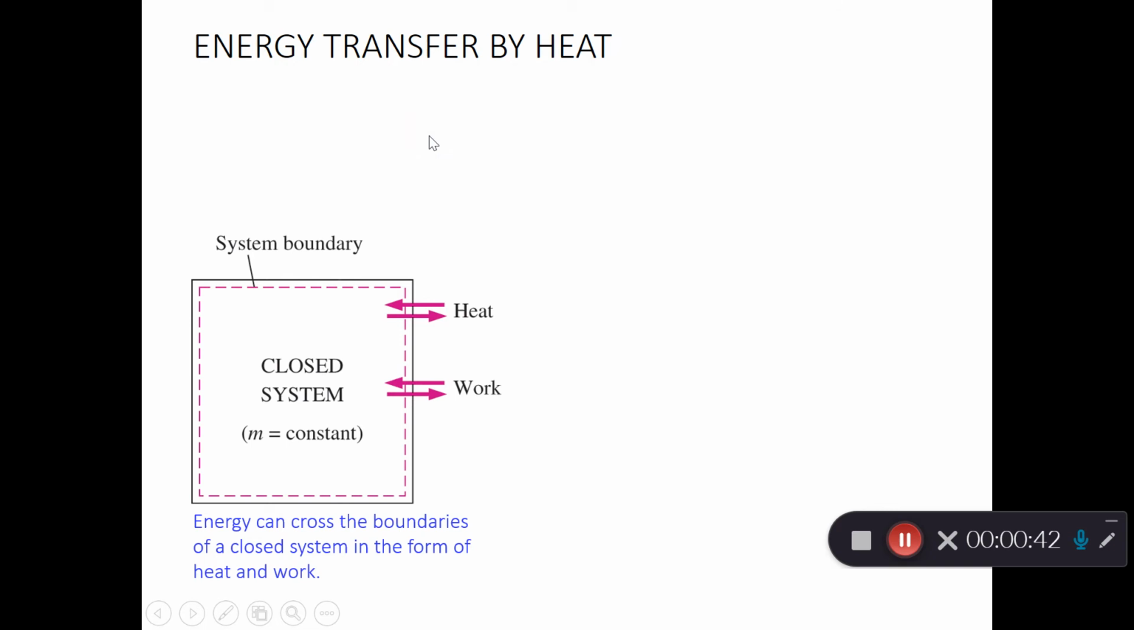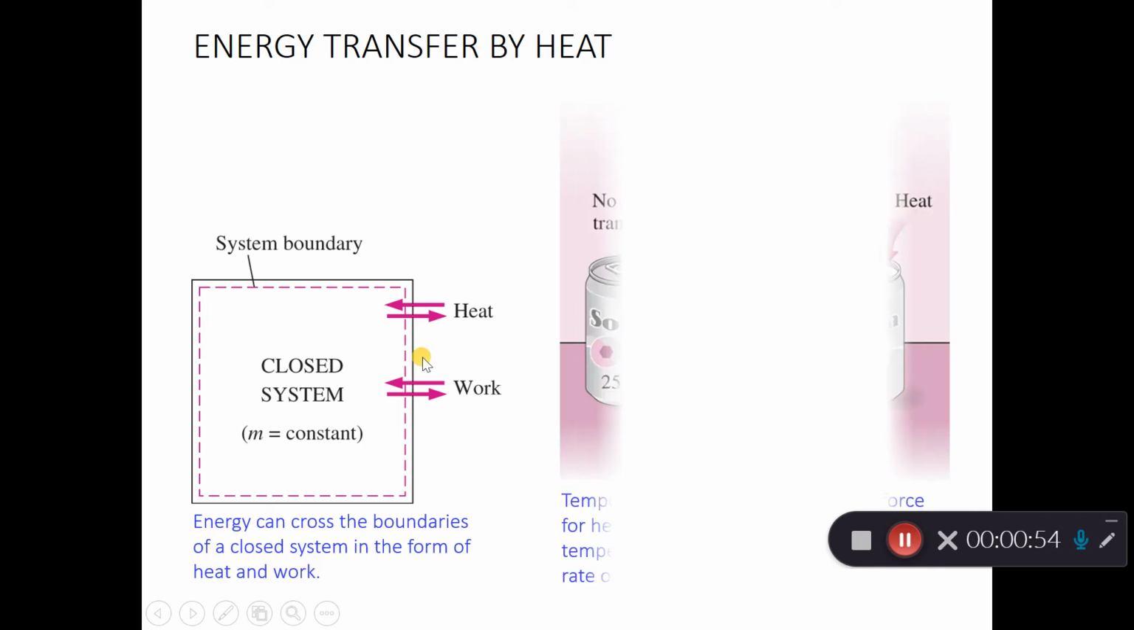Now let's go to the simpler form of energy transfer, which is heat. I think we all know what heat is. Whenever you feel a temperature that is higher than normal, you say that it's hot. There's heat available or present. Again, in a closed system like this, of course, it has a physical boundary, and these are the only two ways we can recognize energy transfer.